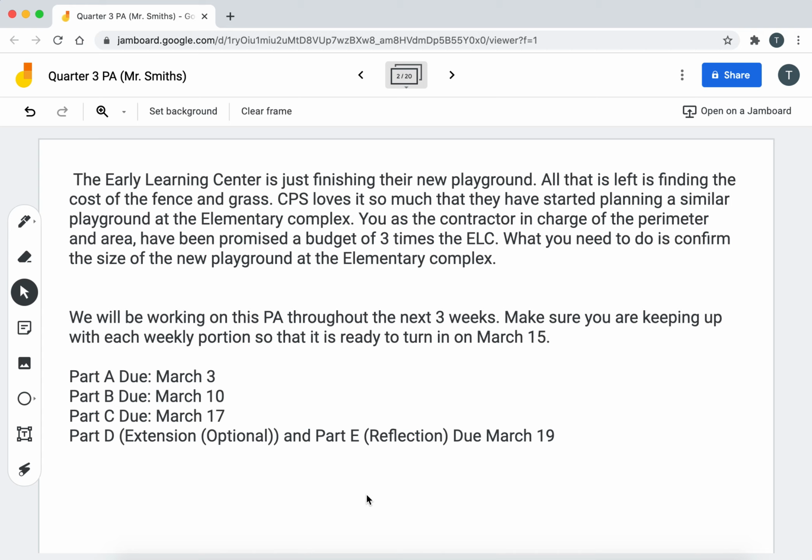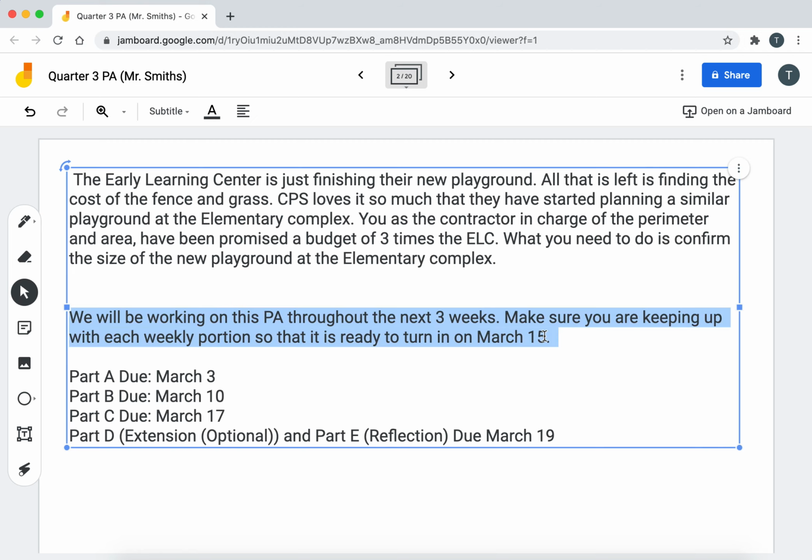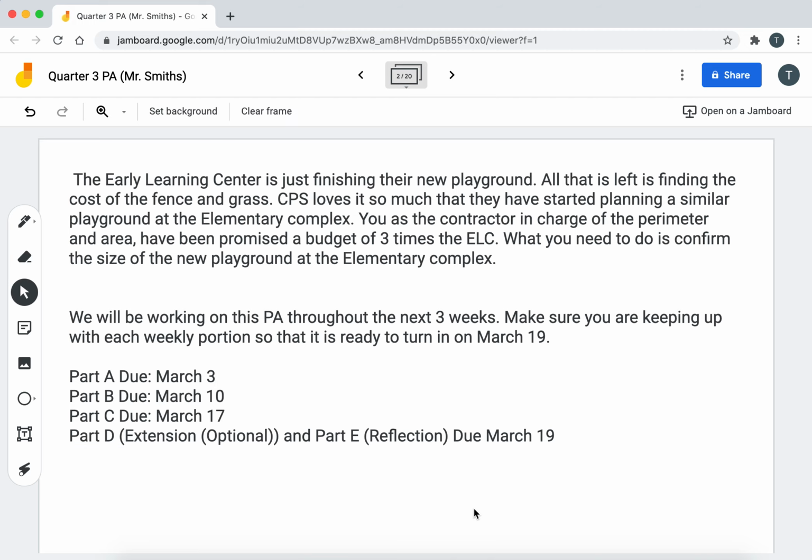We will be working on this PA throughout the next 3 weeks. Make sure you are keeping up with each weekly portion so that it is ready to turn in on March 19th. Part A is going to be due next week on March 3rd. Part B is due March 10th. Part C is due March 17th. Part D, which is optional for extra credit, is due March 19th, and Part E, which is mandatory, is due on March 19th, the reflection.